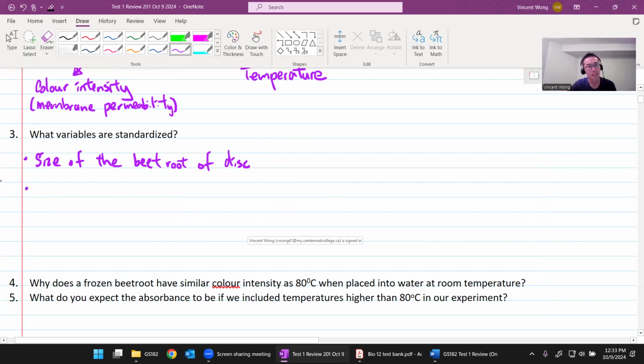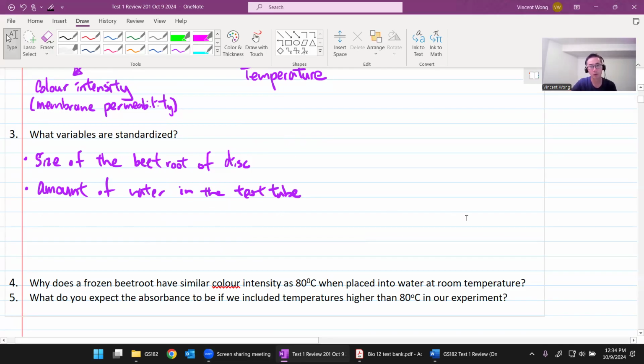Does anybody have another example of something that we standardized in the experiment? The amount of water, yes, in the test tube. Because obviously, if you put more water, you might end up diluting the color more than you should. If one test tube has more and one has less, then the color intensity is going to be different. So that's good. And maybe just one more, like duration. Yeah, exactly.